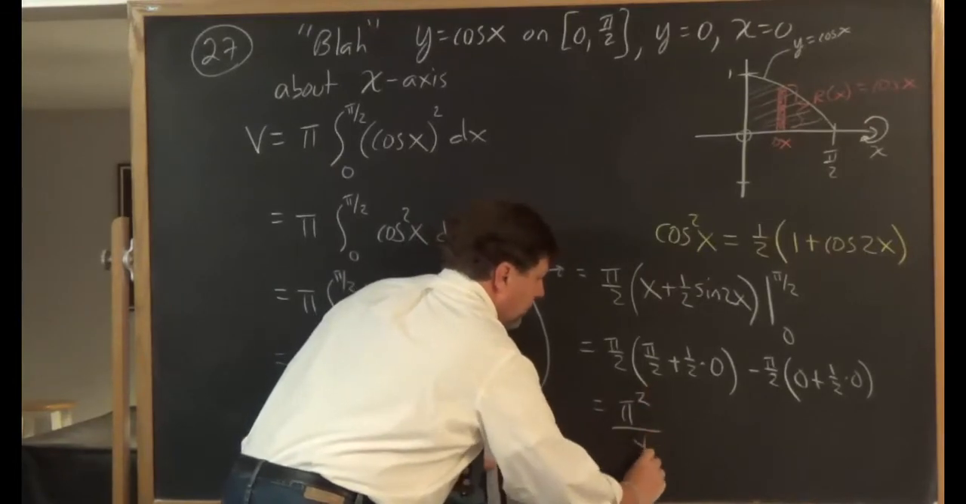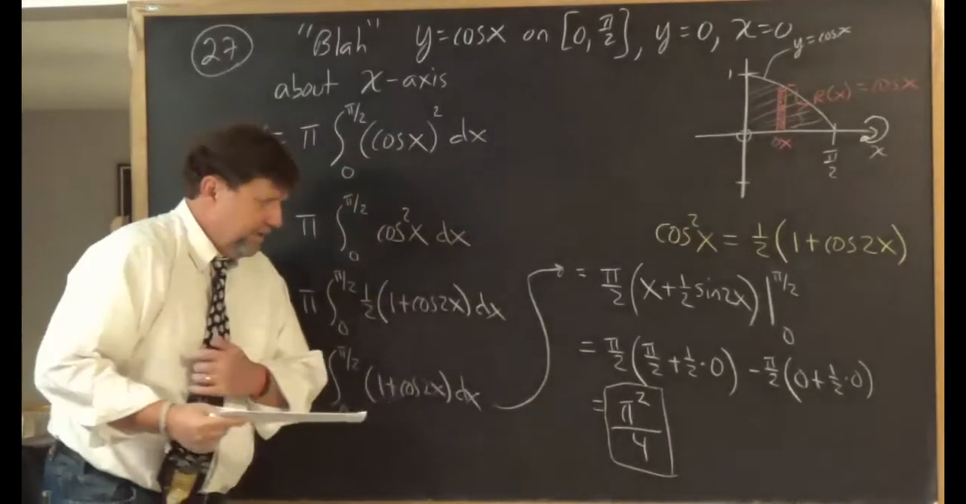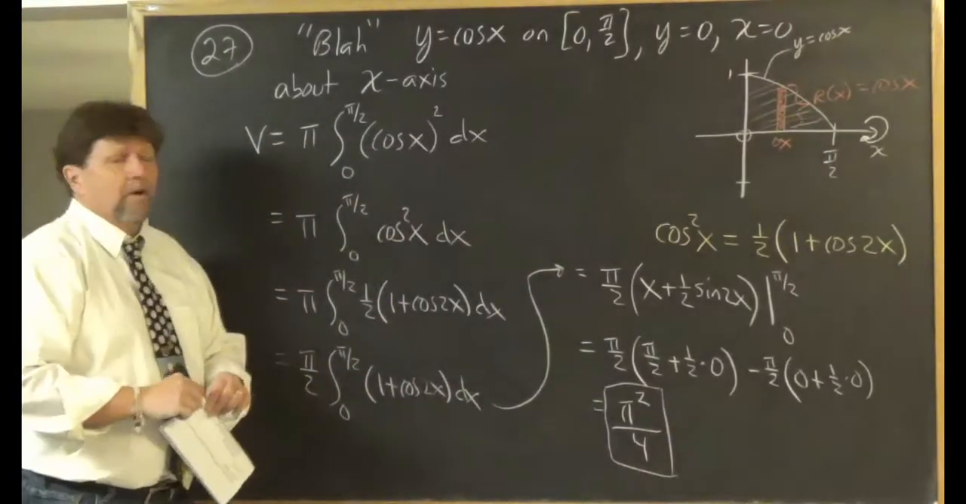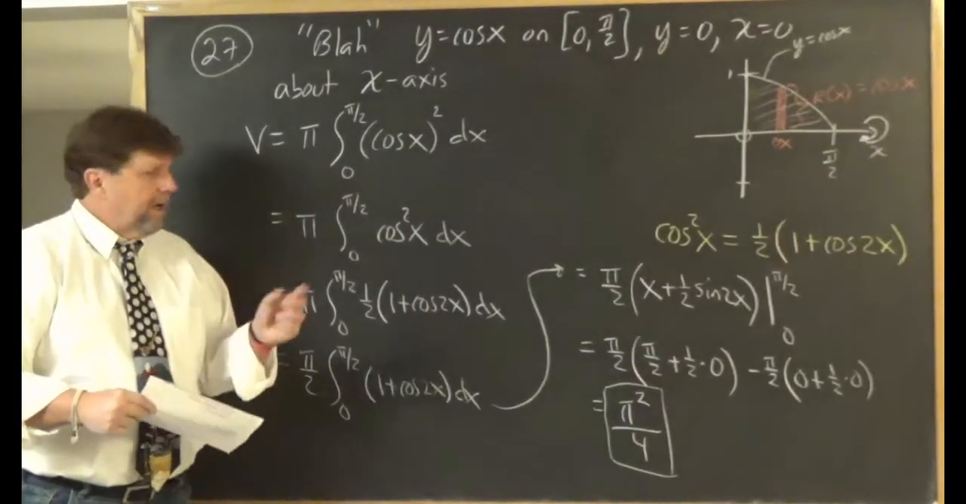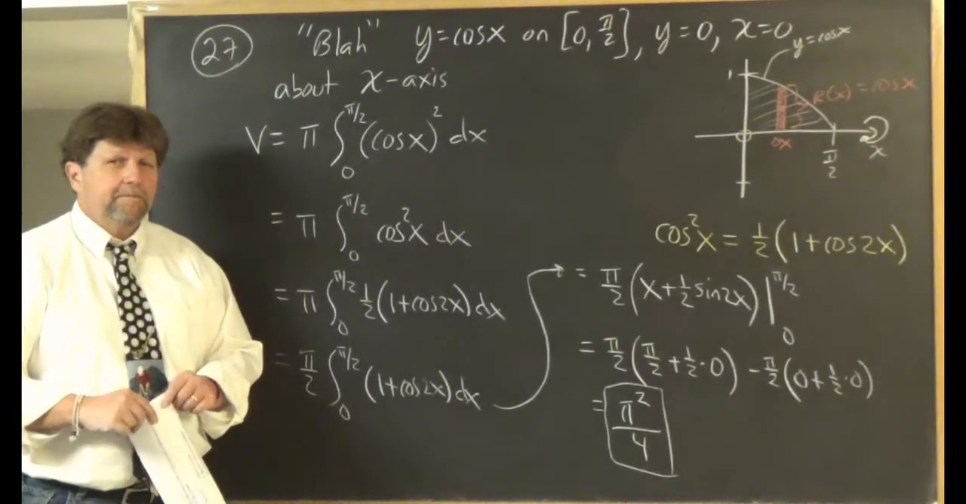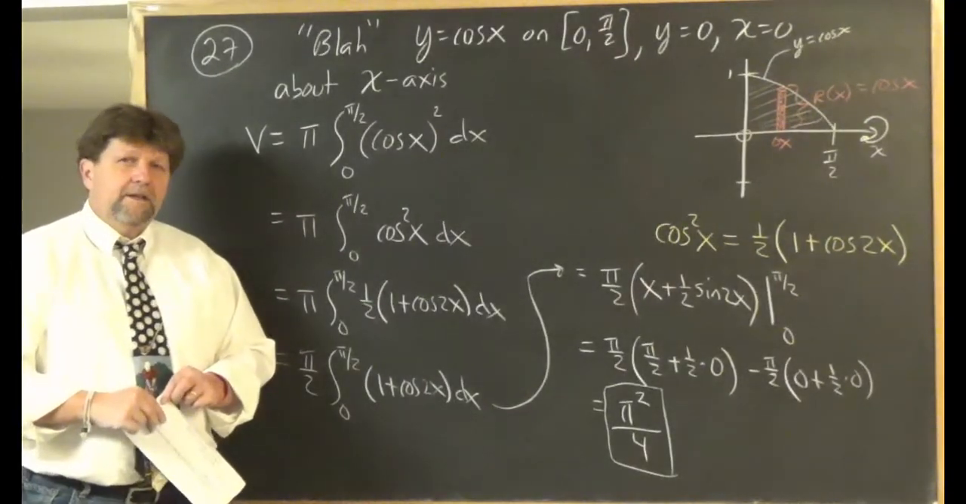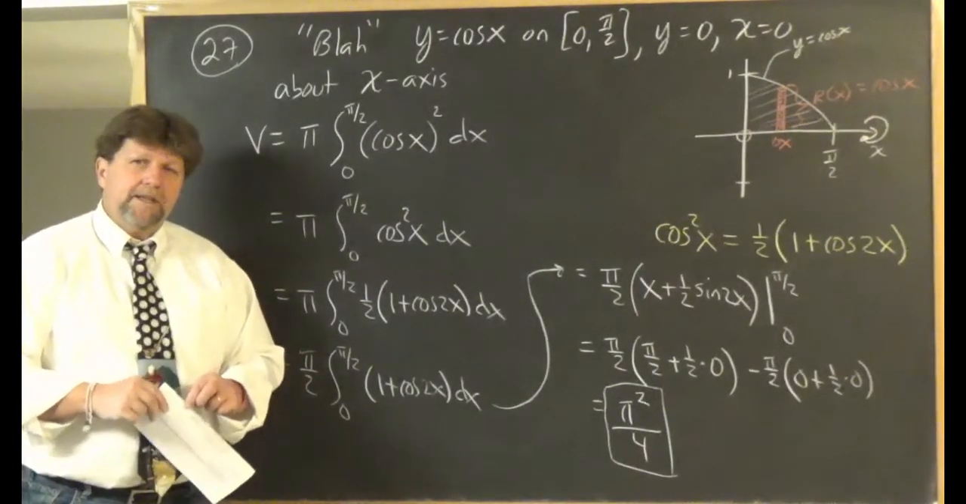That's a pi squared over 4. So the volume is pi squared over 4. Yeah, I know, cubic units. Pi squared over 4. Hopefully you got pi squared over 4 here for number 27. That's all there is to 27. So let's head back to the slides and see what is next.